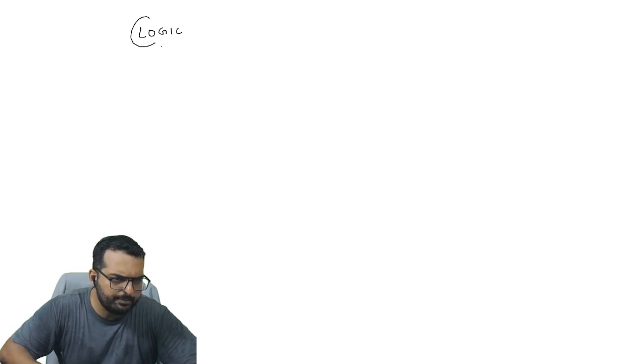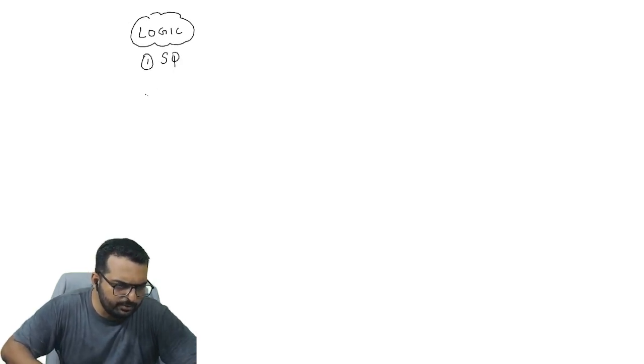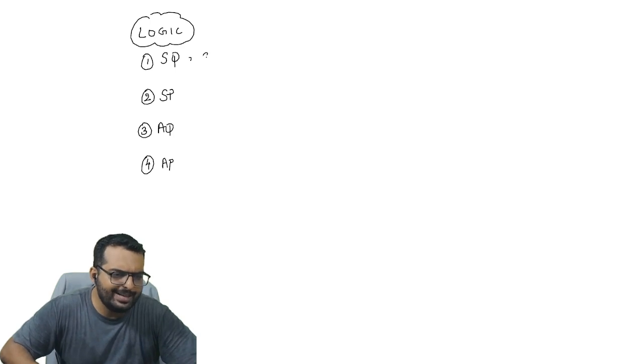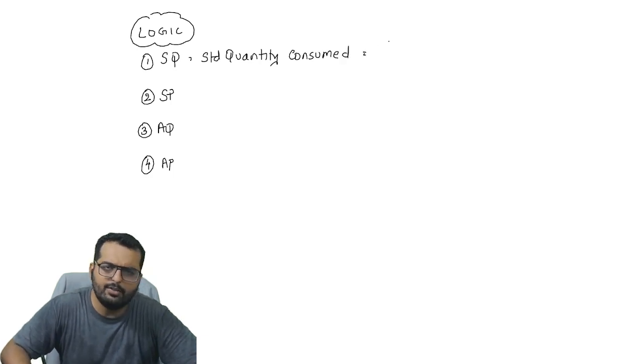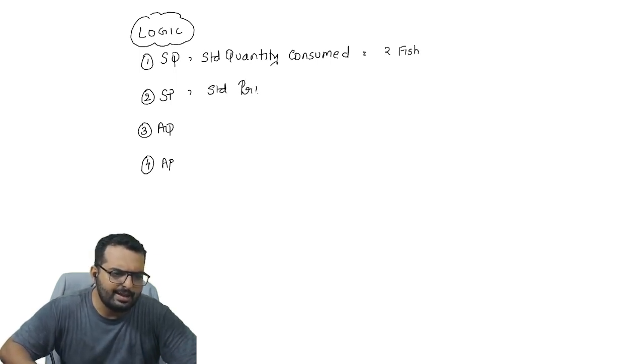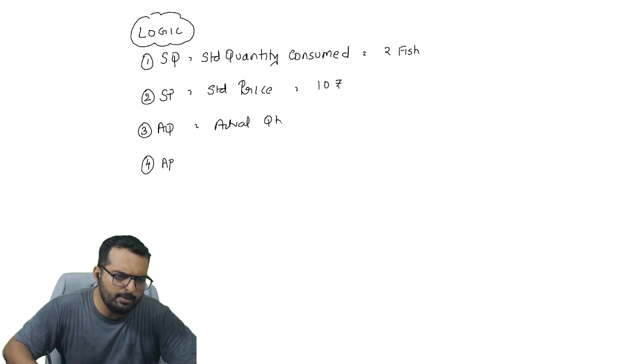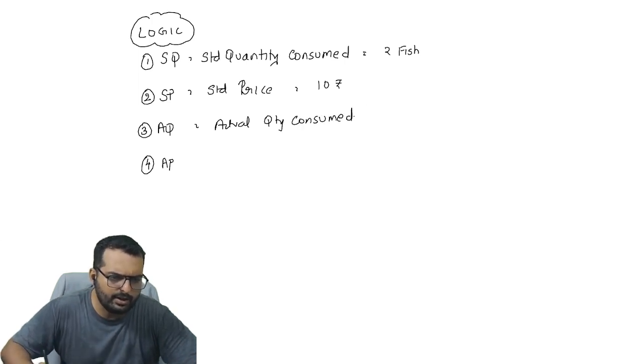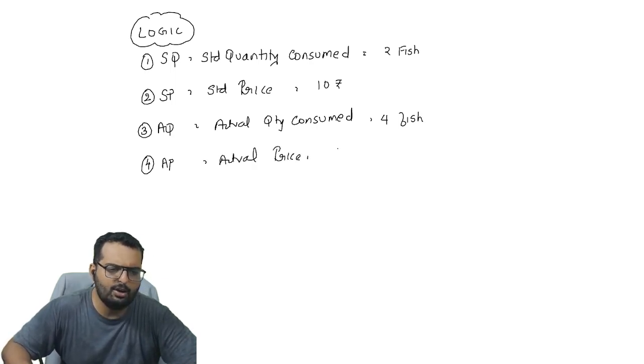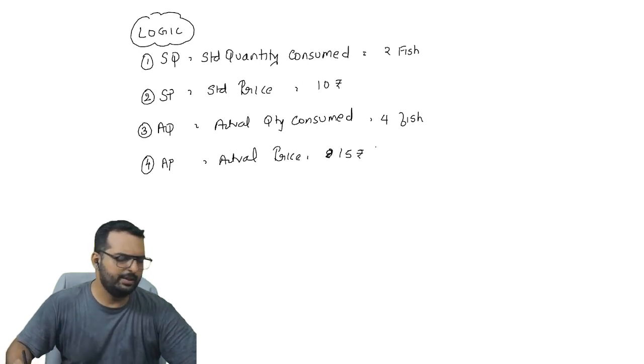I'll now explain the logic to you. So we'll give a heading called logic. Here, friends, we have four things: SQ, SP, AQ, AP. What do you mean by SQ? It means standard quantity consumed. In our case, how much is the standard quantity to be consumed? Two fish. SP is what? Standard price. How much is the standard price? 10. AQ means what now? Actual quantity consumed, that means how many fishes were consumed in actual: four fish. And AP is what? Actual price. How much is the actual price? 15 rupees. Can you write down this now?